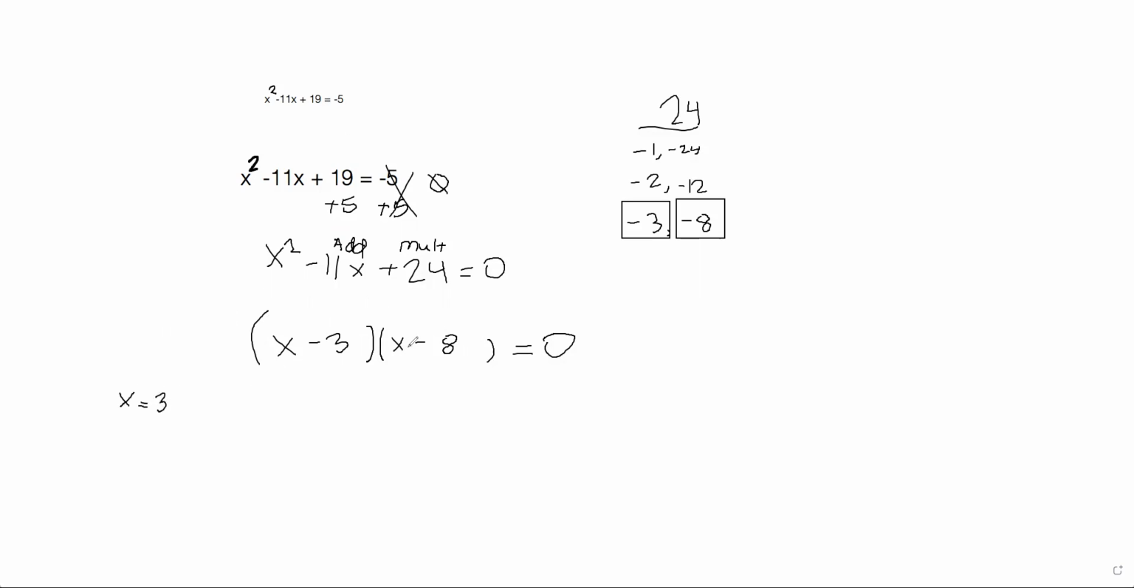And then what else do we have? We have something similar. What does x have to be for this entire thing to be 0? It would have to be 8, because 8 minus 8 gets us that 0 we're looking for. Whoa, I didn't mean to erase that part. So we have these two things. We have a 3 and we have an 8. Perfect. We have our two solutions. That's how we factor quadratics.